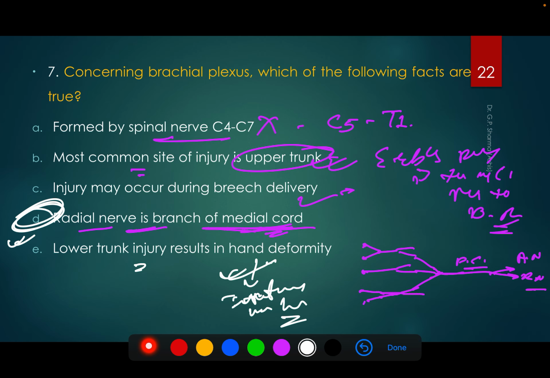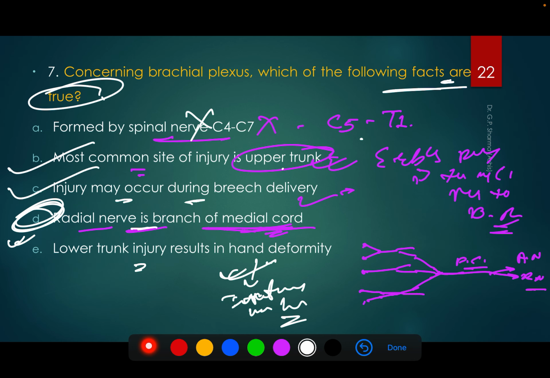Because we are looking for what? Concerning the brachial plexus, which of the following facts are true? It's asking about the true facts. So what are the true facts? Formed by C5 to C7, that is false. Most common site of injury is upper trunk, that is true. Injury may occur during breech delivery, that is true. Radial nerve is a branch of the medial cord, that is false. And lower trunk injury results in hand deformity, that is true. That means the true statements are B, C, and E, right? So they're asking for the true statements. So hope you understand.